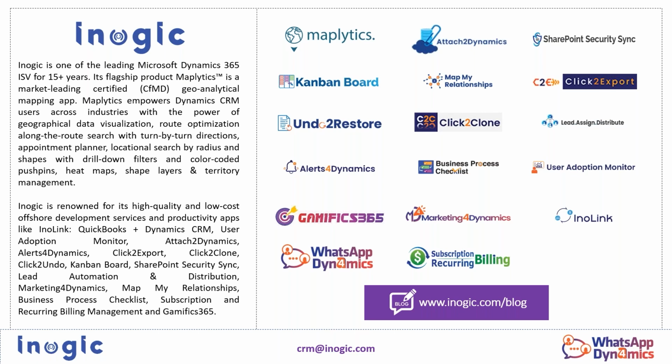On my screen, you can see all of these productivity apps of iNogic. We have around 70 apps in total. If you ask me about my favorites, then there is SharePoint Security Sync, Mapletics, and now for sure WhatsApp for Dynamics. If you want to know about these products, you can just visit our website, and if you need any help, then for sure we are there to help you.